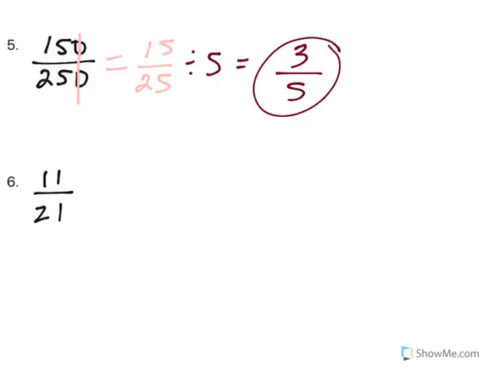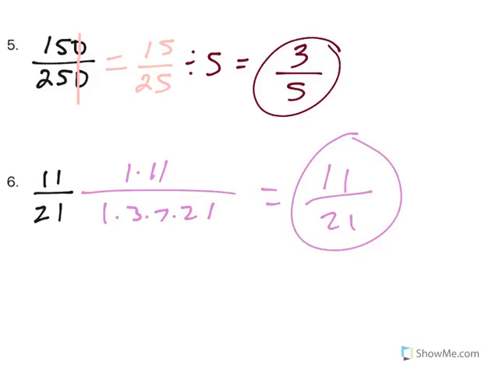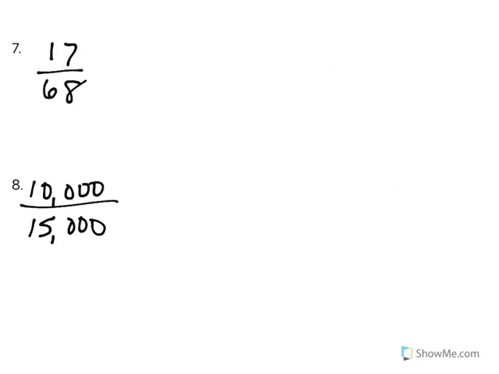Number 6, 11 over 21. Well, 11, if we think about the factors, is 1 times 11. 21 is 1 times 21 and 3 times 7. They share nothing, and therefore to reduce, it stays the same, just 11 over 21.